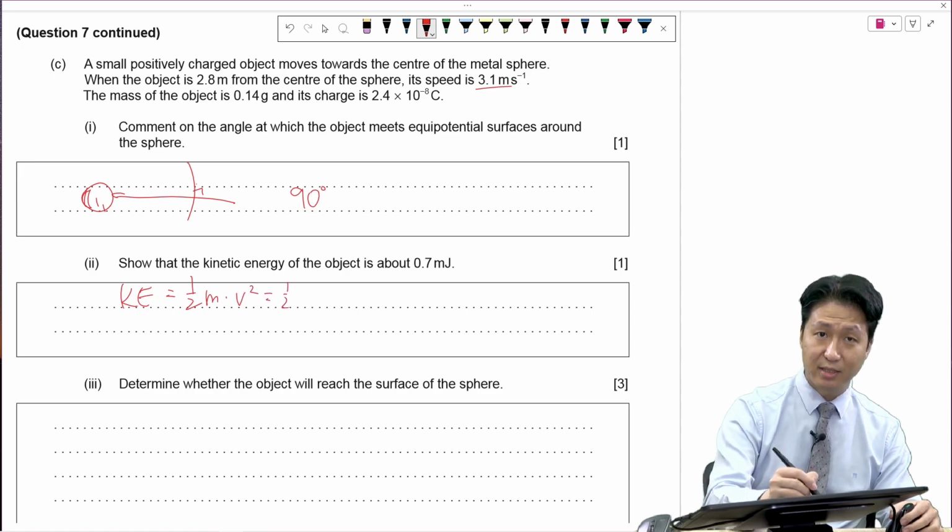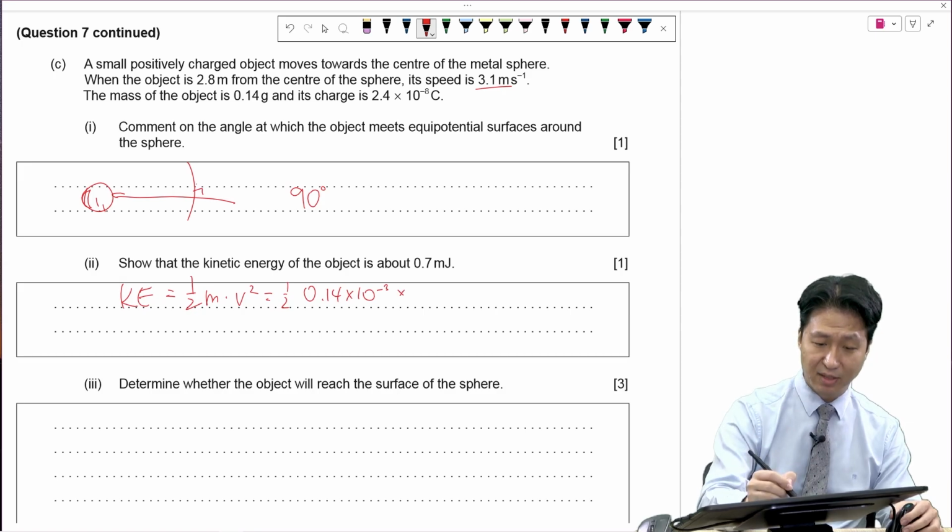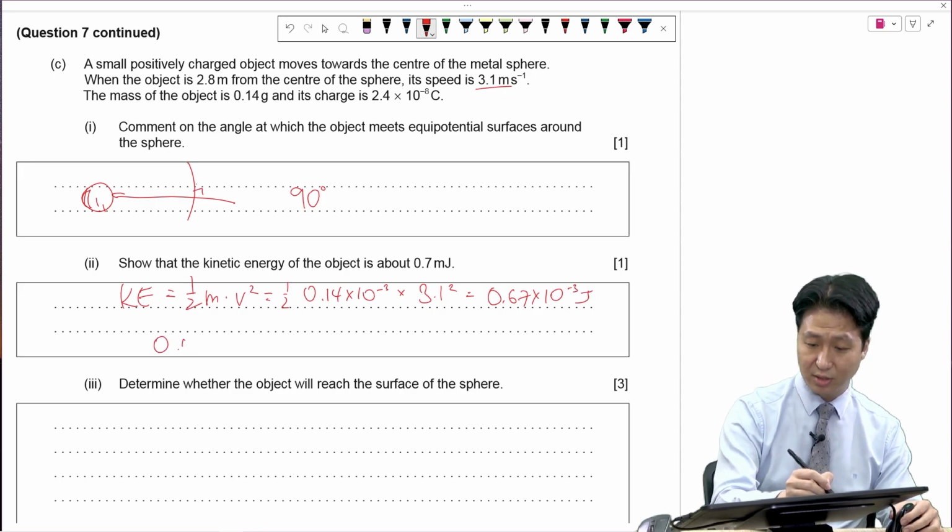The mass is 0.14 times 10 to the negative 3 kilograms. And you multiply this by the velocity of 3.1 squared. You would get approximately 0.67 times 10 to the negative 3 joules, which is 0.67 millijoules as required.